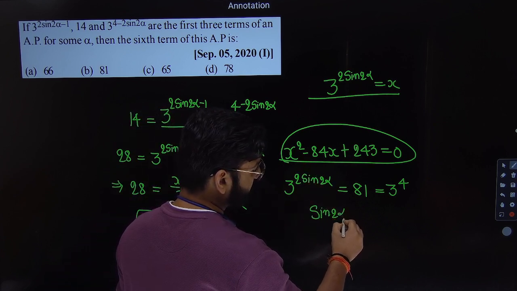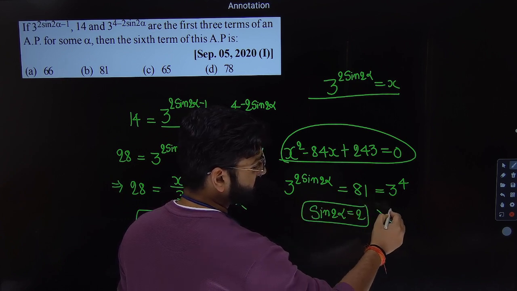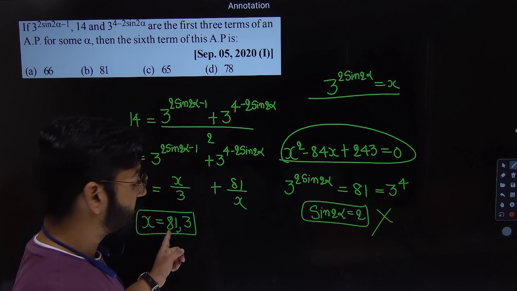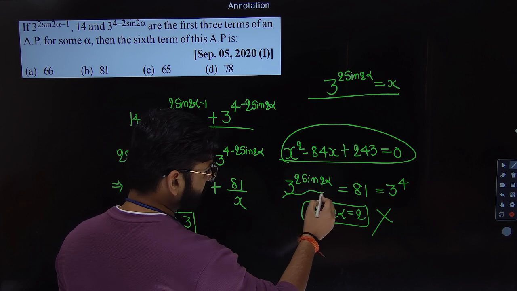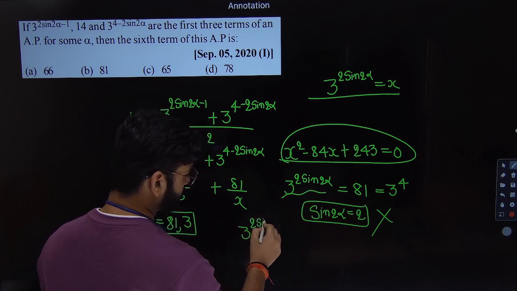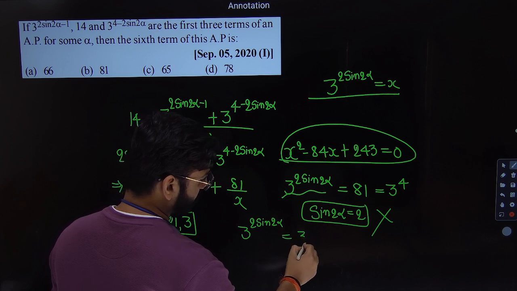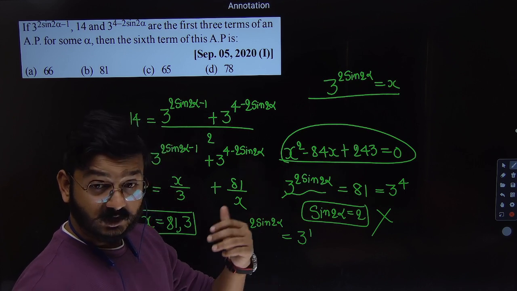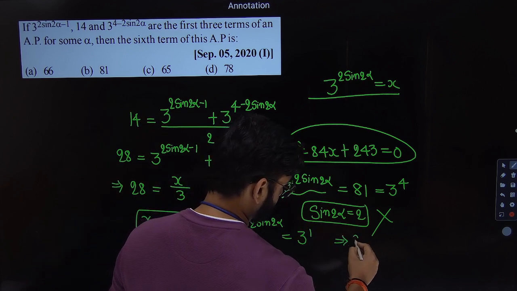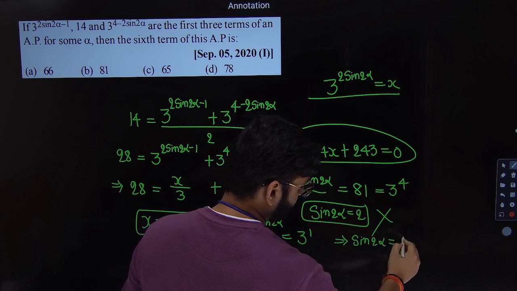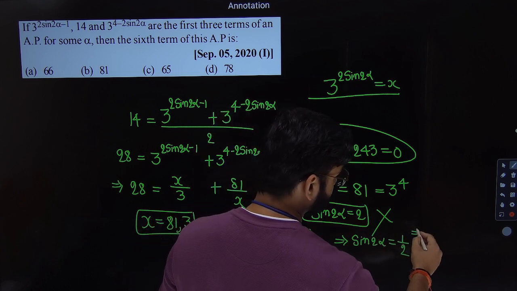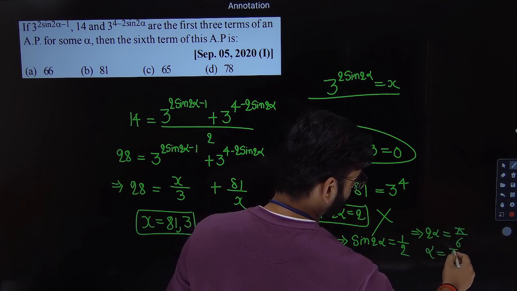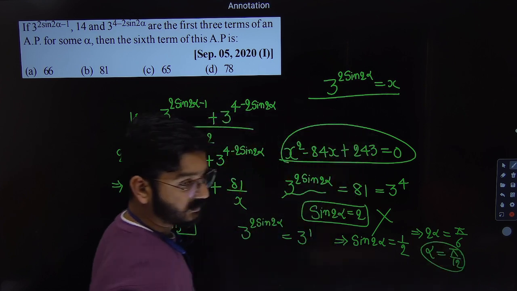Can sine theta be greater than 1? Is it possible? So this answer is not possible. Sine theta ka maximum value is 1. What is the other value of x we got? 3. So when you equate this to 3, this whole power will be equal to 1. So sine 2 alpha will be 1 by 2. So sine theta is 1 by 2. It means theta is how much? 30 degree. So alpha will be how much? Pi by 12. Any doubt, anyone?